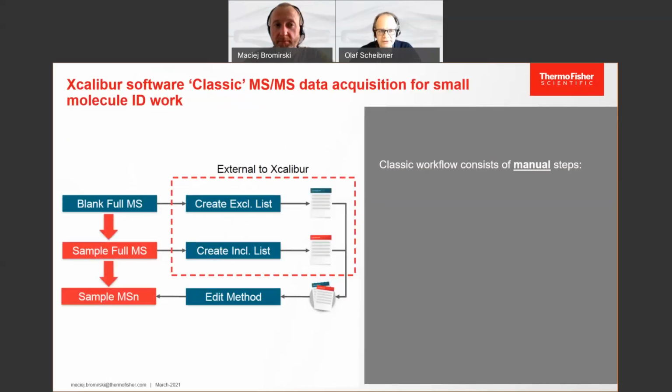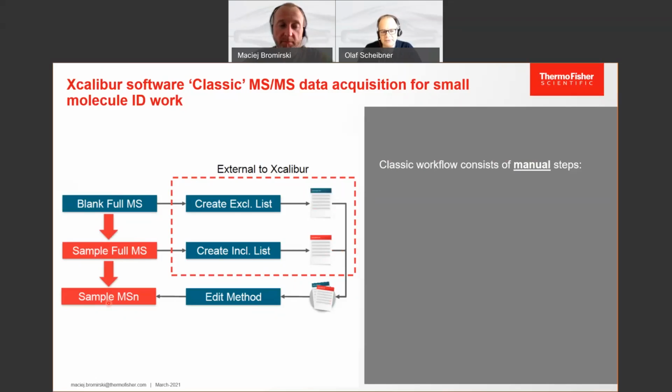So the point is, if you want to do non-target screening or unknown data acquisition, you will need to inject a blank and find out what's in the blank, in order to exclude background from the triggering. So you run the full MS of the blank, you create an exclusion list. Then you run the full MS of the sample and create an inclusion list. And with these two lists, you go into the instrument method, edit this, and then you run the sample with MS to the N.